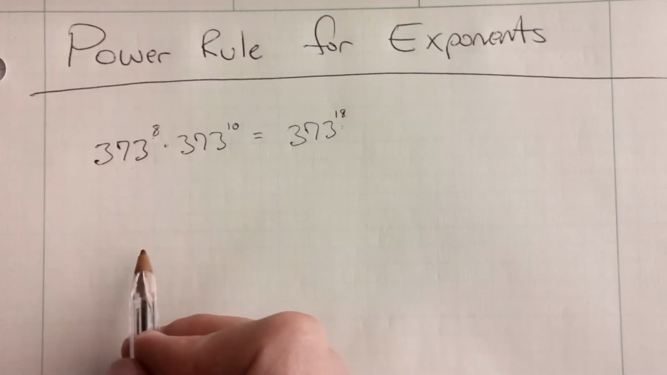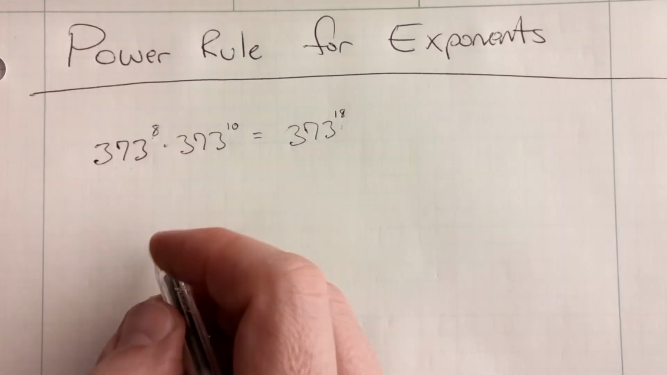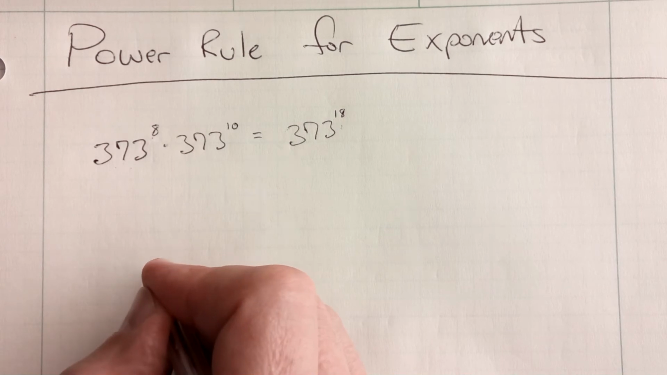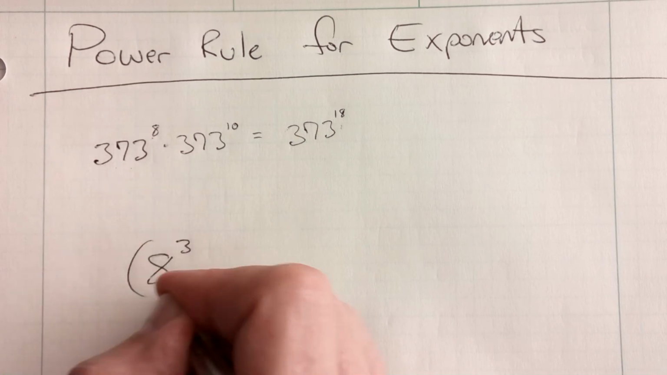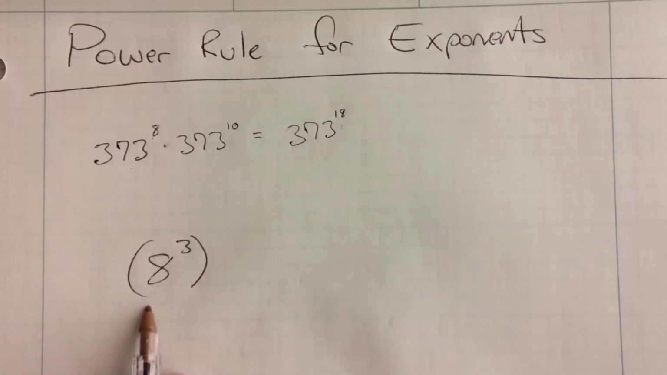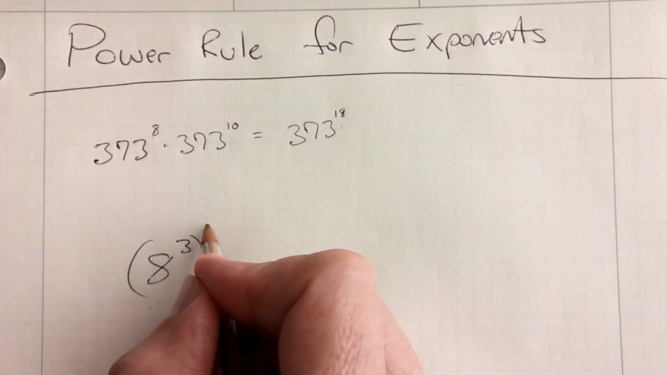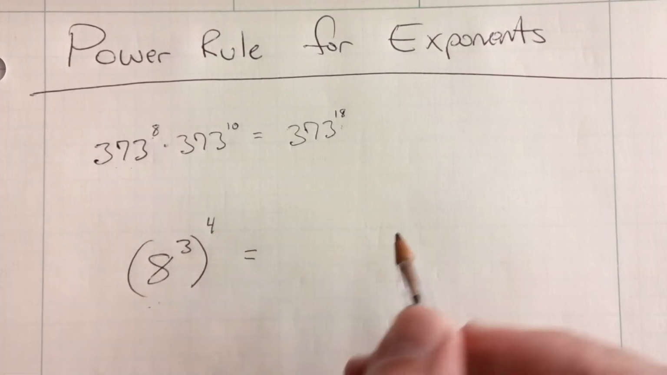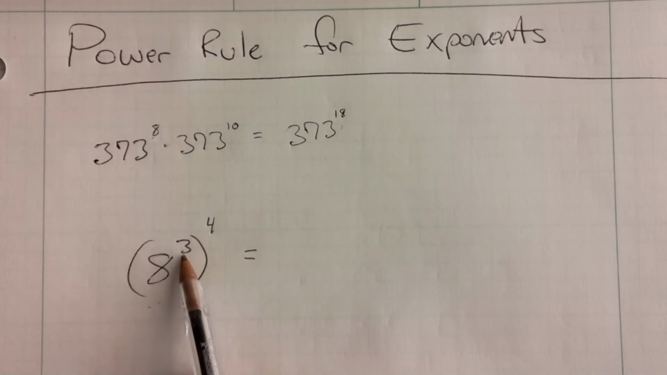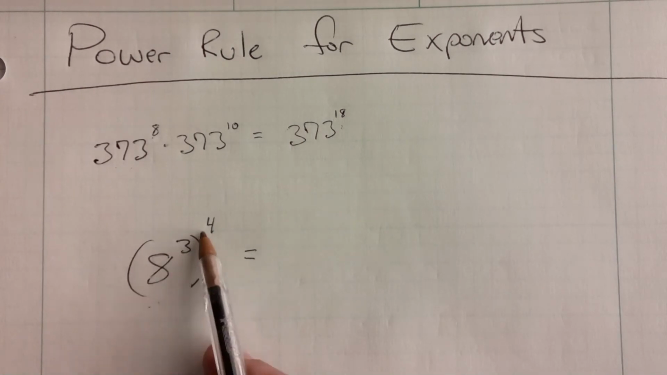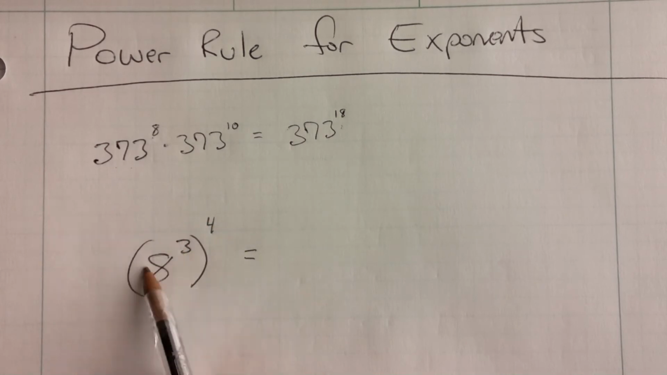The power rule, though, is if I give you, and I'm going to keep the numbers small initially, let's say I give you 8 to the 3rd power, and I put that in parentheses, and I raise that expression to a higher power, like 4. This is a power of a power, and so what we want to do is realize that this 4 means I have 4 of these 8 to the 3rds.